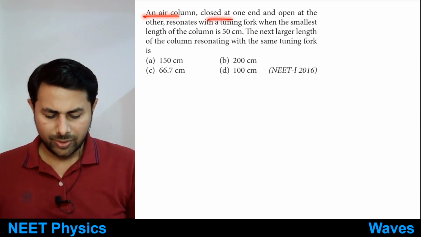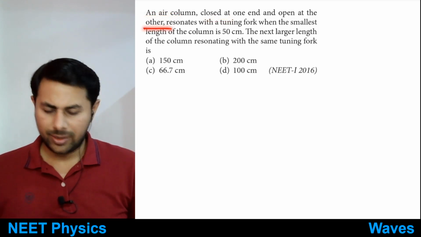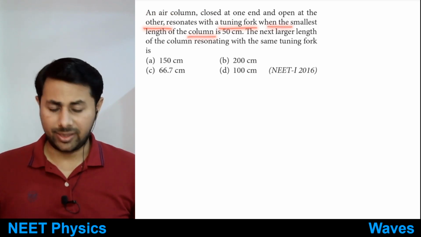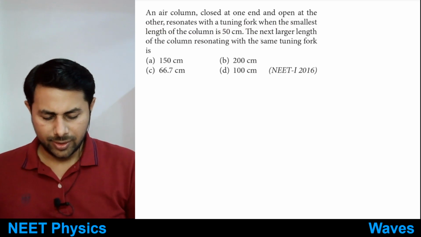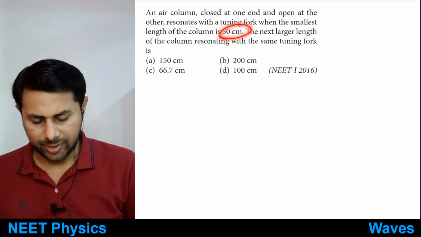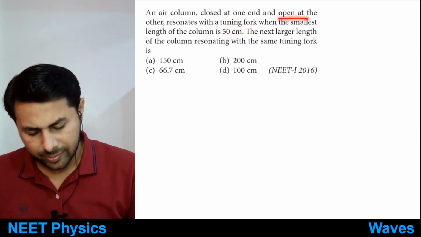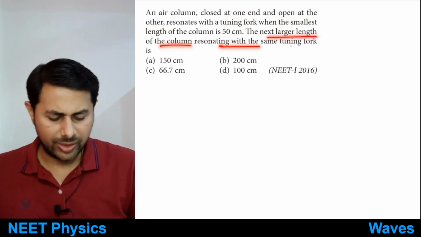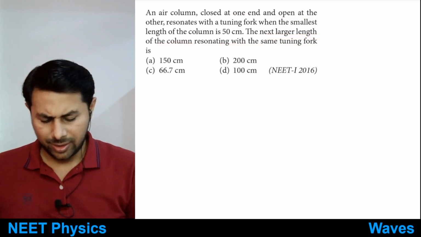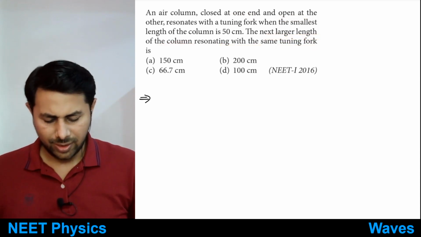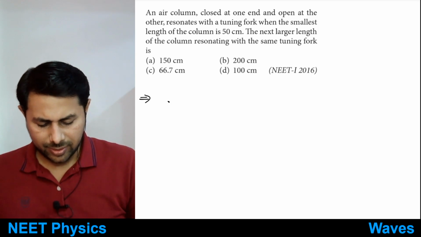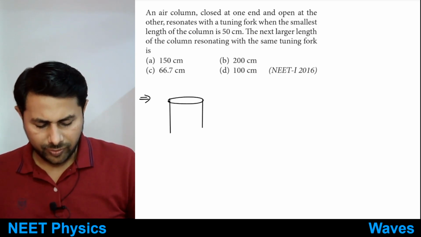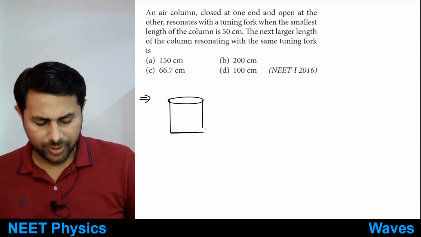An air column closed at one end and open at the other resonates with a tuning fork when the smallest length of the column is 50 centimeter. The next larger length of the column resonating with the same tuning fork is? So we have just seen this. The frequency is the same, so the wavelength would be the same. So what is the vibrating length of the first mode?